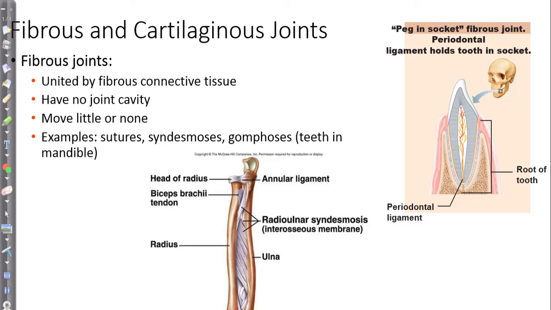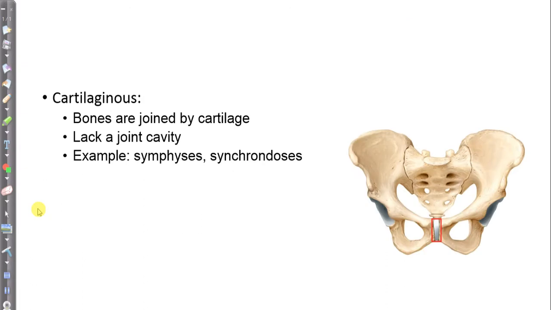the body. So those are fibrous joints, and again, synarthrotic or amphiarthrotic rather, little to no movement. The cartilaginous joints are where, surprisingly, bones are joined by cartilage. Also, there is no joint cavity. There's no special room or space that we associate with these. The bones are joined by a cartilaginous partition, if you will. And the examples here are symphyses and synchondroses.